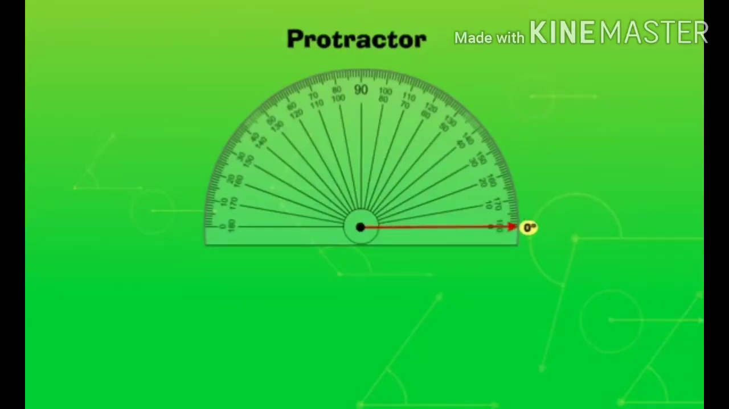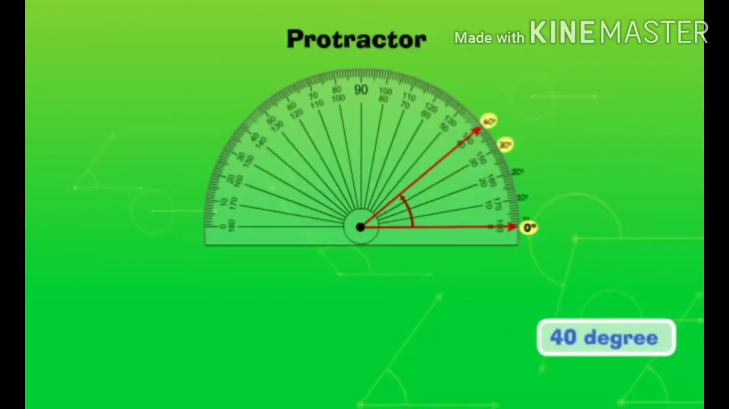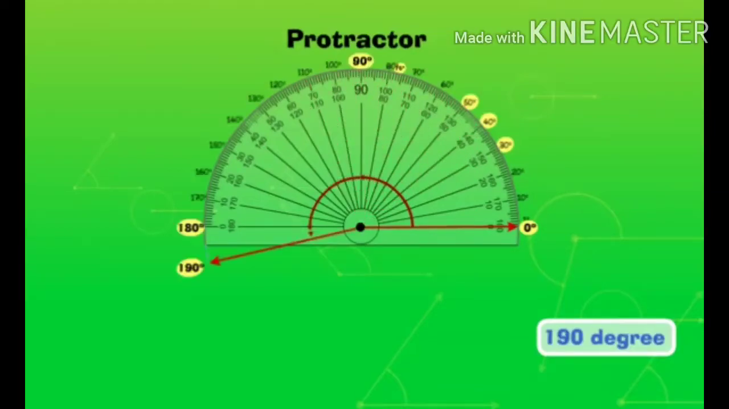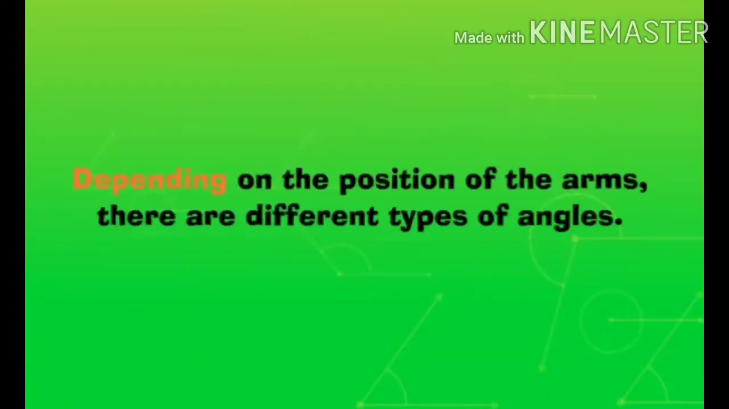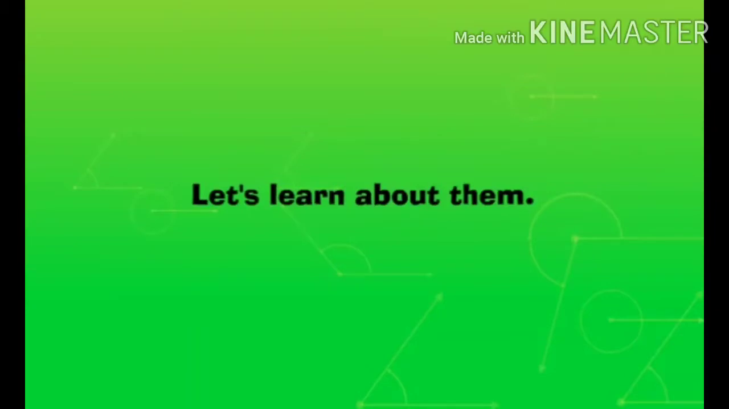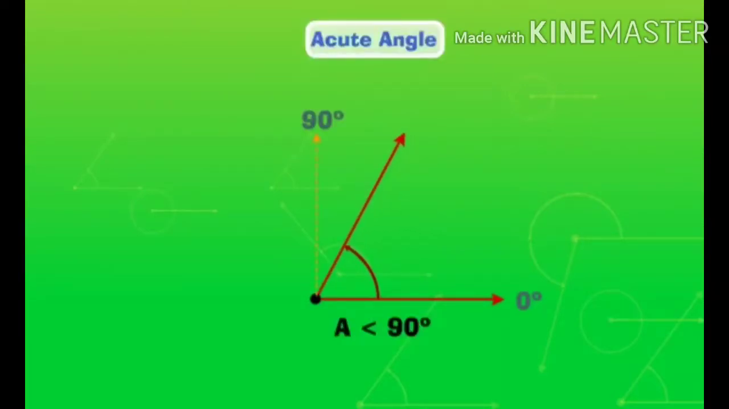As you can see, the arms of the angle can take any position. Say 30 degree, 40 degree, 50 degree, 75 degree, 190 degree, 245 degree. Depending on the position of the arms, there are different types of angles. Let's learn about them. An angle whose measure is more than 0 degree and less than 90 degree is called an acute angle.